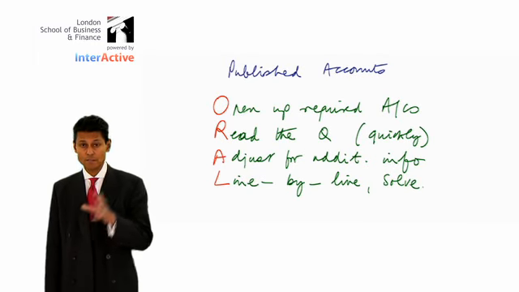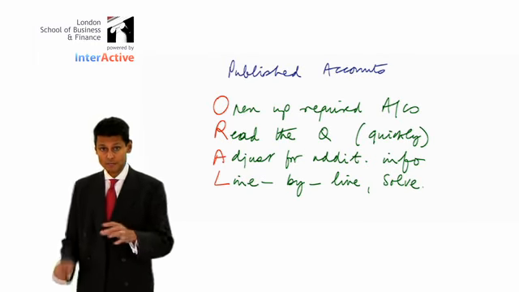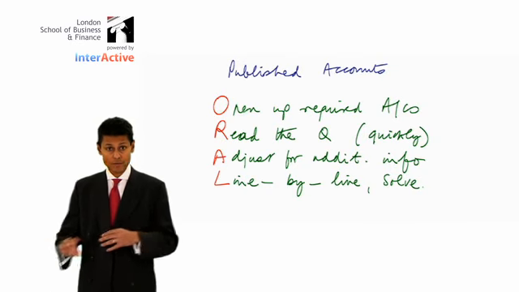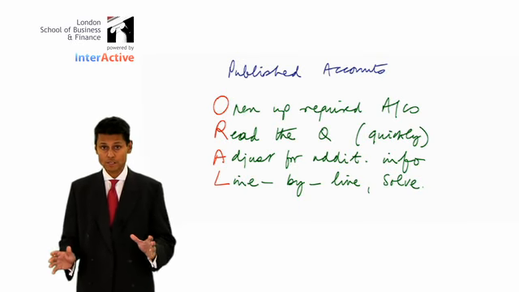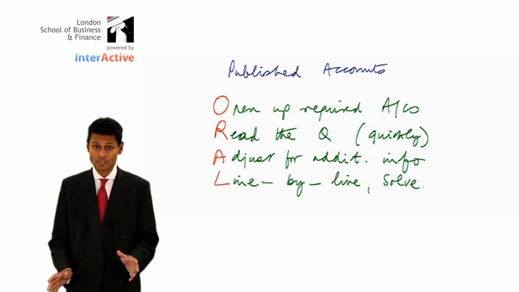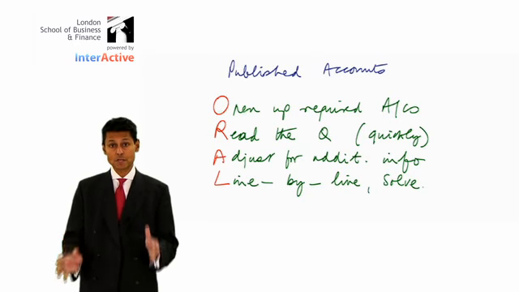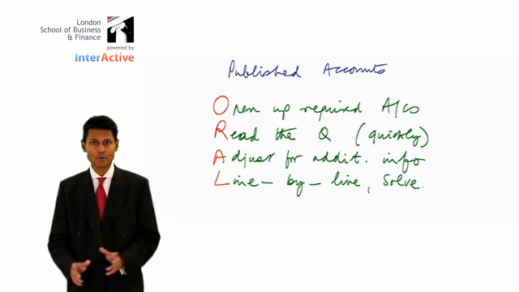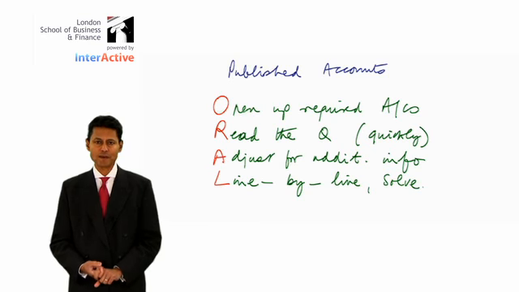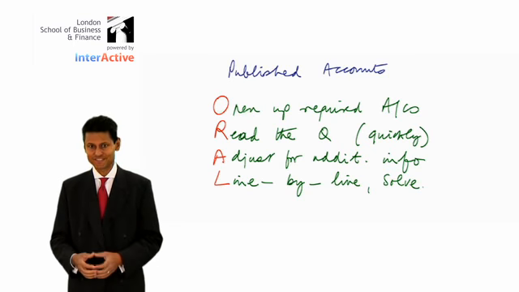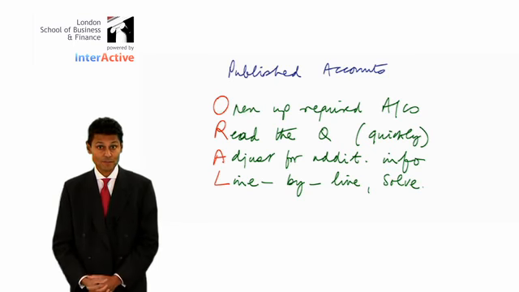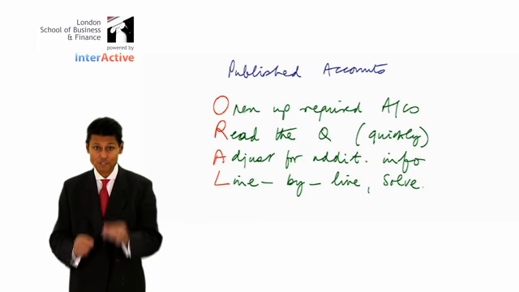Read the requirements. Be focused in your reading. So first you open up your required accounts by reading the requirements. You then read the question. You then read it again to make your adjustments. And then line by line solve based on a memorized format. That is the way to pass published accounts. I used it myself, and thousands of my students have used it since. Just to share that little gem with you.